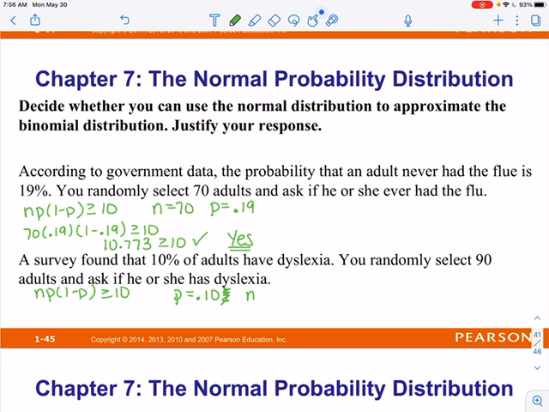And your n is 90. So we want to know if 90 times 0.10 times 1 minus 0.10 is greater than or equal to 10. If you put that left-hand side into the calculator, you end up with an answer of 8.1. And 8.1 is not greater than or equal to 10. So this time around, you cannot use the normal approximation.